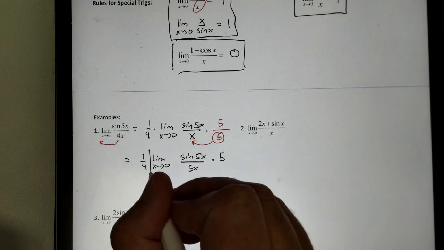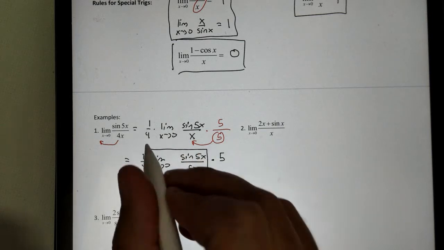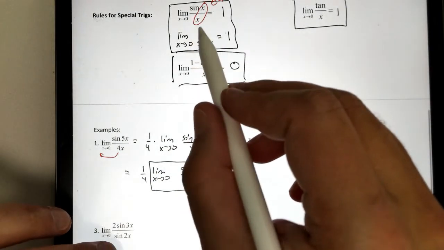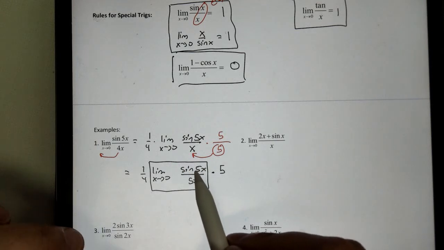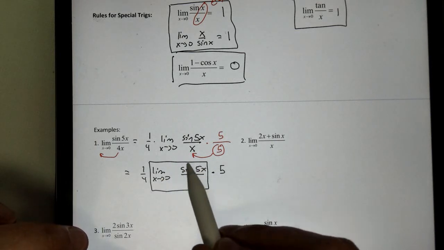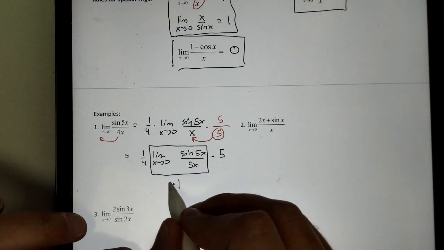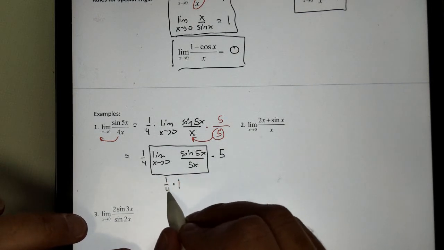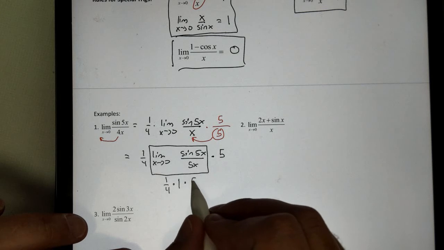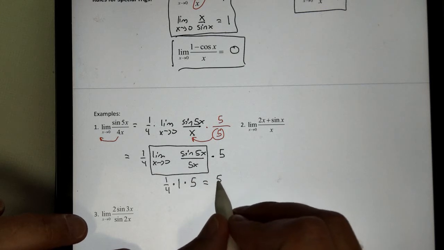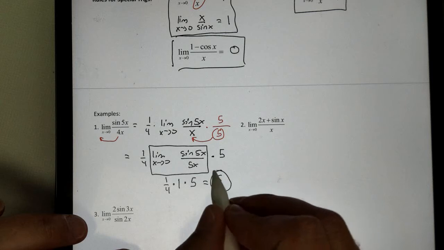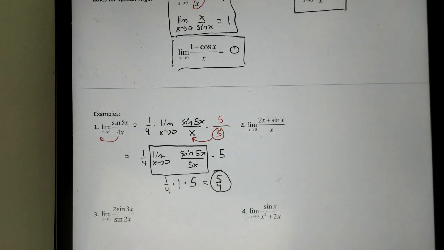Our rule that we just learned says that because these are the same x values, this whole limit here is just going to be 1. But I'm still left with that 1/4, and I'm still left with that 5. I can just bring it down, and that becomes 5 over 4. And that's what our limit approaches there. Very cool, very easy to do.